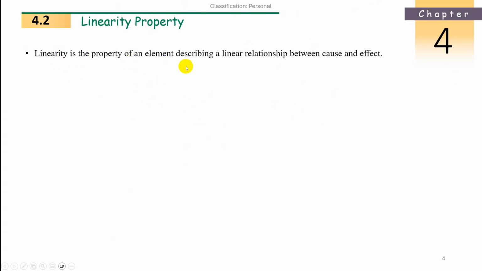Linearity is a property of an element describing a linear relationship between cause and effect. Cause and effect means the work and the result, we can say. What is an element? An element may be a resistance, a capacitance, an inductance, or a source, voltage source or current source.